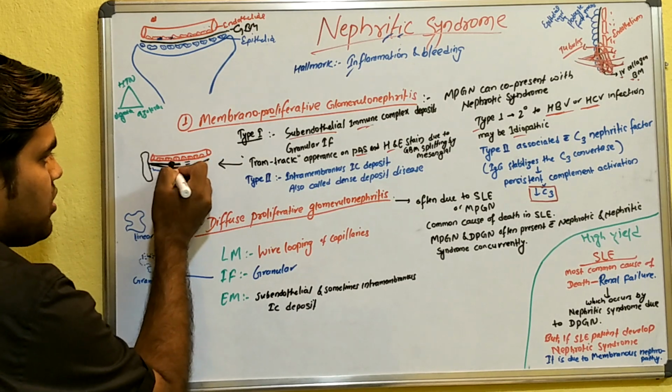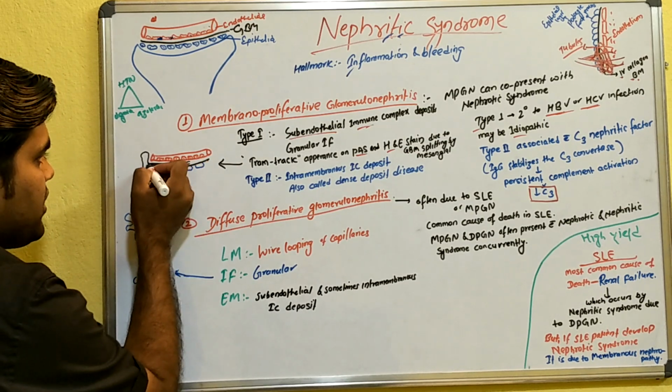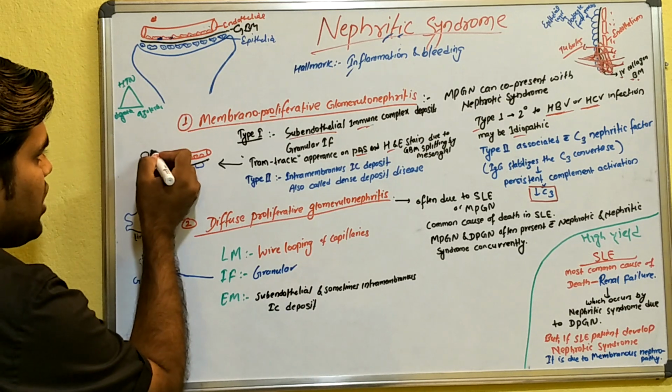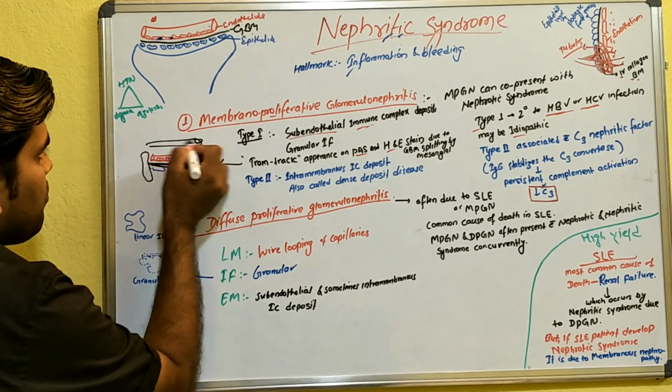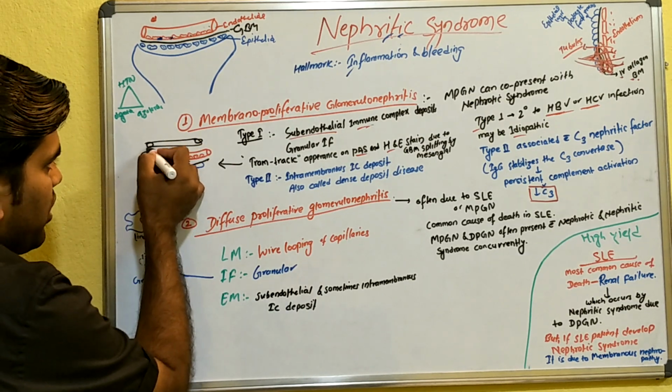This is endothelium. This is glomerular basement membrane. This is epithelium. There is the mesangium. Mesangium is the connective tissue that holds the glomeruli. Okay, now what happened?